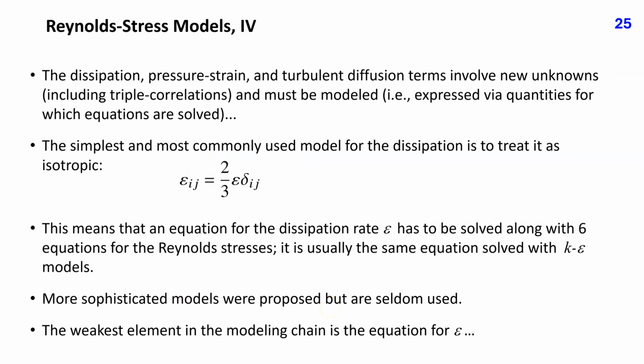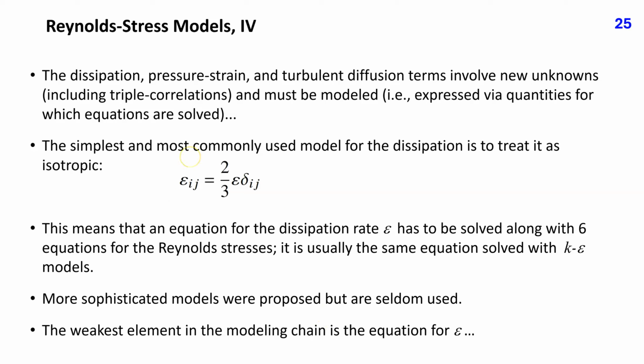The dissipation, pressure strain, and turbulent diffusion terms involve new unknowns, including triple correlations, that is, averages of products of three fluctuations. Therefore, these terms must be modeled, that is, expressed via quantities for which equations are solved and empirical parameters. The simplest and most commonly used model for dissipation is to treat it as isotropic. Under this assumption, the dissipation tensor can be expressed via the dissipation rate from the K-epsilon model as follows.